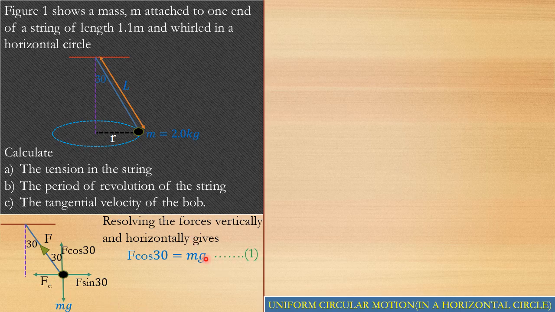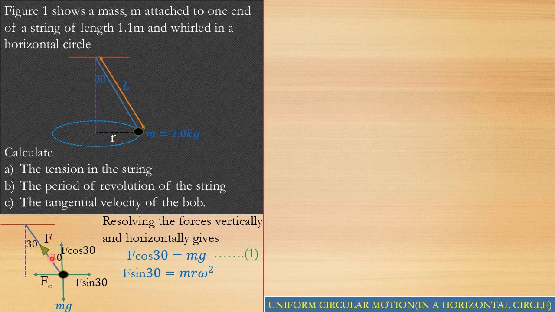Great. Then friends, resolving horizontally, we have the centripetal force, Fc, being balanced by what, guys? By T sin 30, right? So we are going to have T sin 30 degrees equal to Fc, which in this case is the centripetal force. And it is given as m r omega squared.